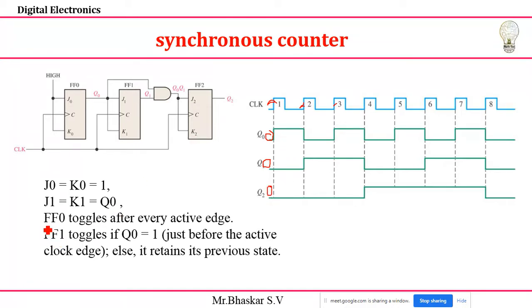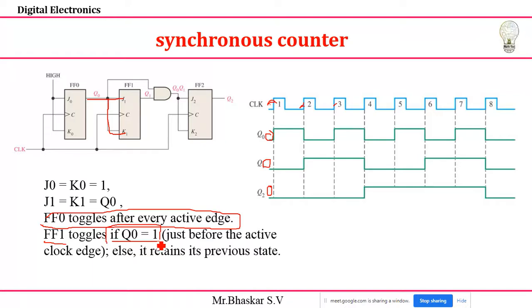Now, one statement I gave, carefully see that: flip-flop 0 toggles after every active edge. Yes, this is happening. That's why at every active edge my 0 becomes 1, 1 becomes 0. It will change continuously, the toggling condition. Next, flip-flop 1 toggles if the Q0 value is 1. Remember, my Q0 is the input to my JK, right? You can see my J and K are shorted, and Q0 is the input connected to my J1 and K1. So flip-flop 1 toggles if the Q0 value is 1.